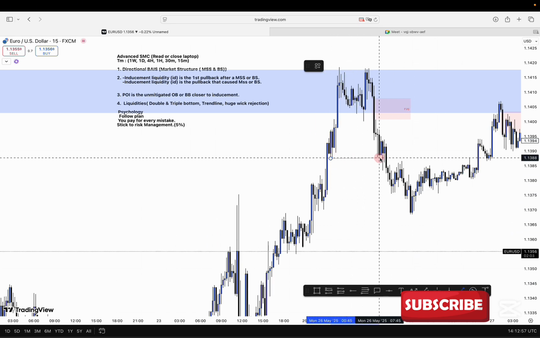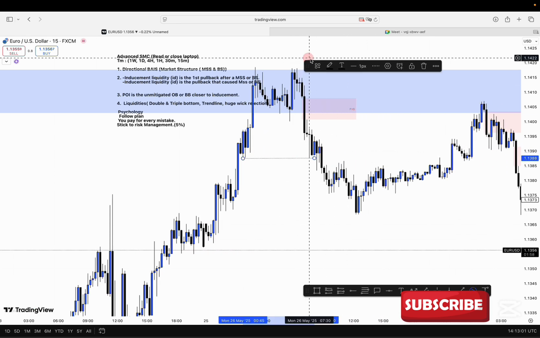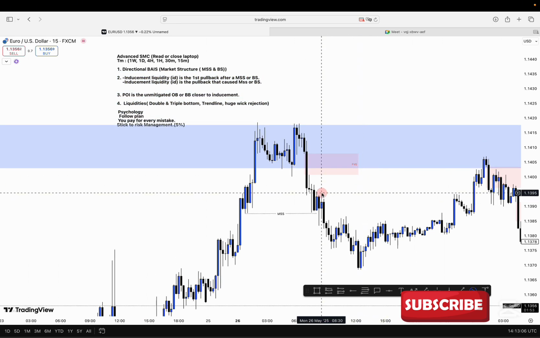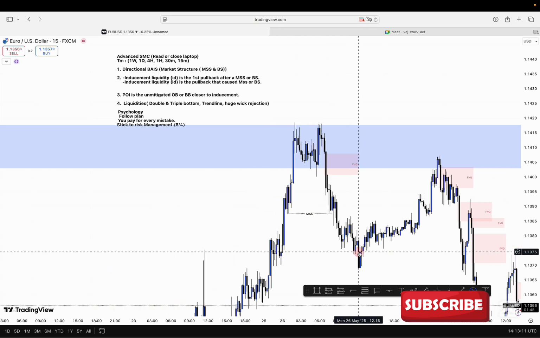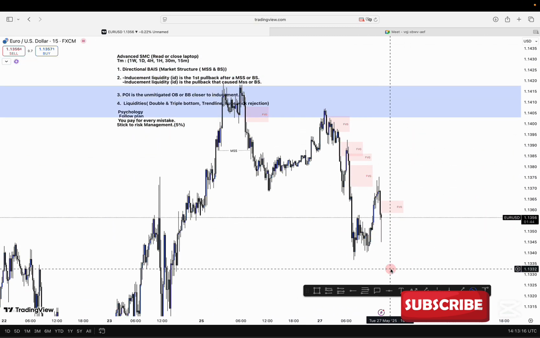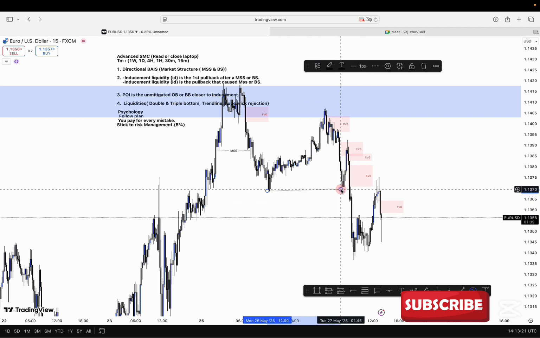This is a low here. This low is supposed to take price up, but then it has been breached. So now I have a break of structure to the downside here.